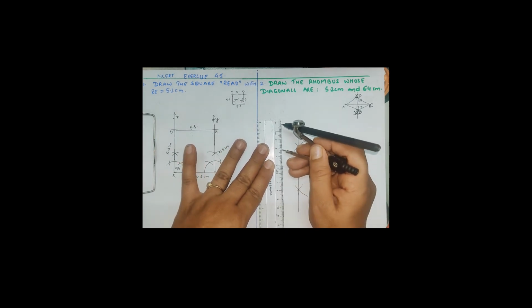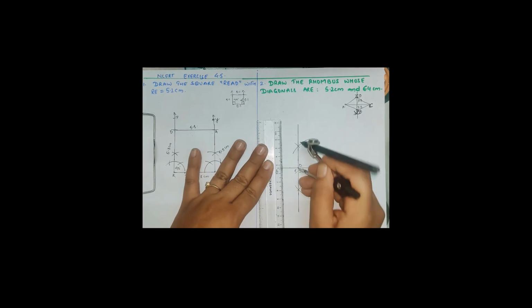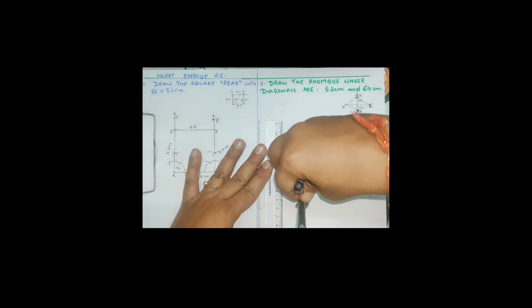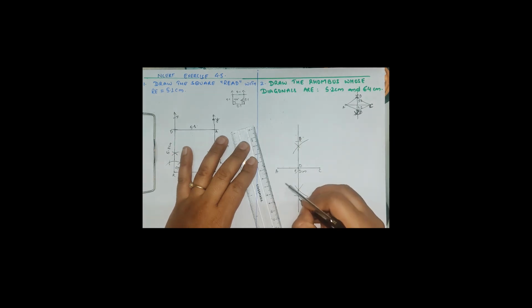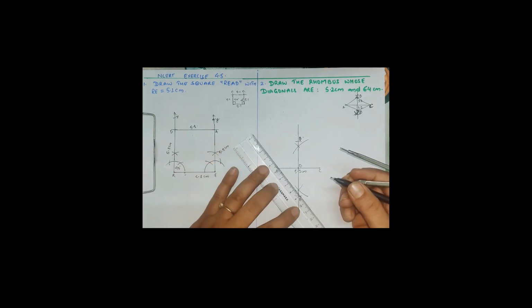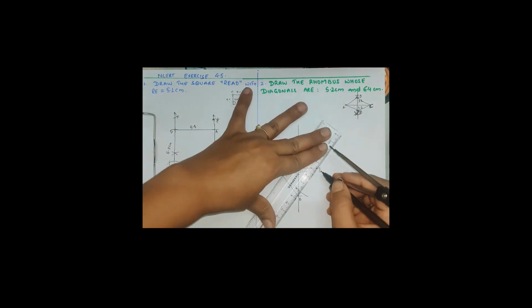So it is 3.2, cut an arc like this on the other side of the drawn bisector. We will get B and D. This is D and this is B. Join AB, BC, CD and DA. This is your required rhombus.